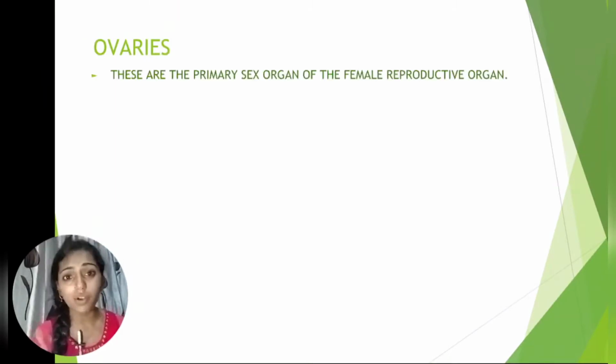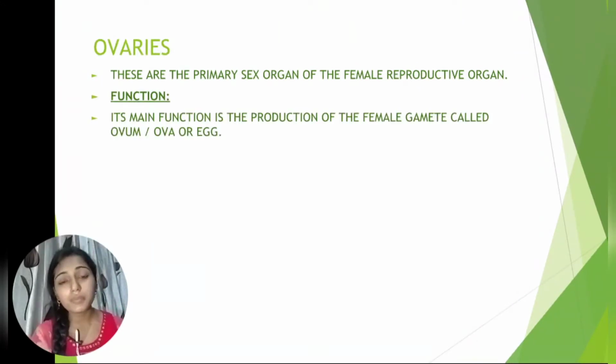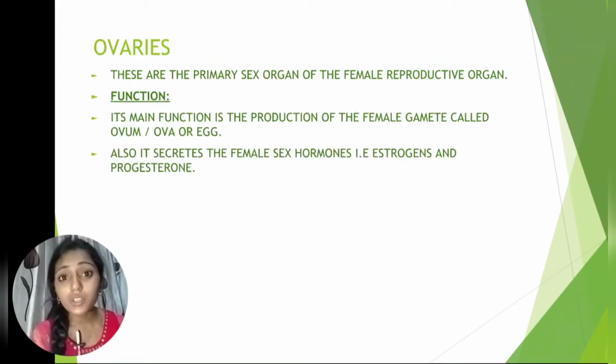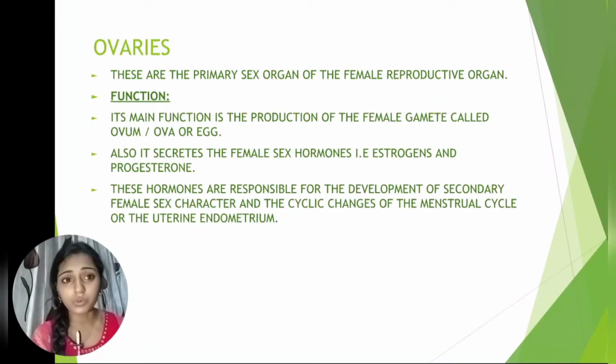Now we will discuss the ovaries. Ovaries are the pair of sex organs, the primary sex organs of the female reproductive system. Its function is the production of the female gamete or female sex cell, that is ovum, also called ova, or the egg. It also secretes the female sex hormones estrogen and progesterone. These hormones are responsible for the development of female sex characters in the female's body and the changes in the endometrium layer of the uterus during the menstrual cycles.